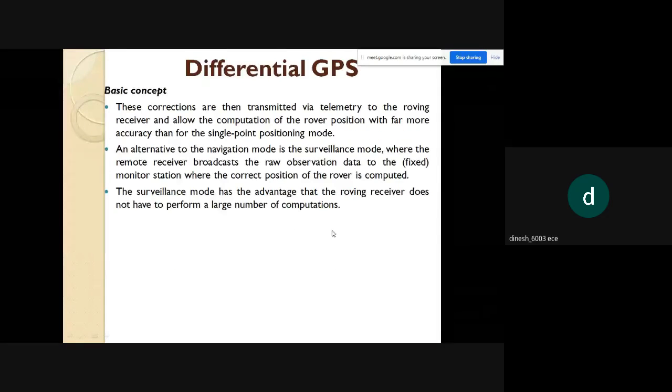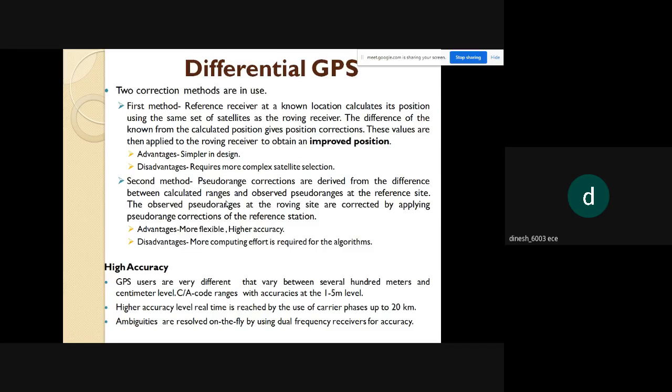Then, an alternative to the navigation mode was the surveillance mode, where remote receivers broadcast the raw observation data to the monitor station, where the exact position of the rover is computed. This surveillance mode had the advantage that the roving receiver does not have to perform a large number of computations. Large numbers of computations can be avoided by using this surveillance mode in differential GPS.